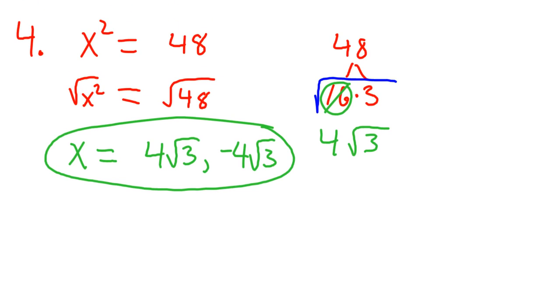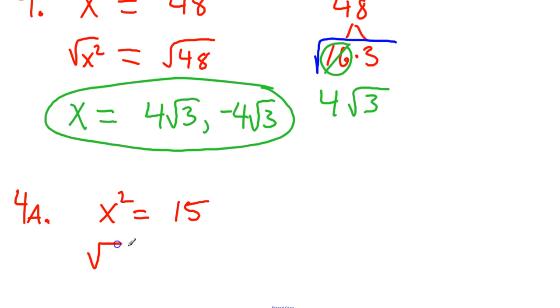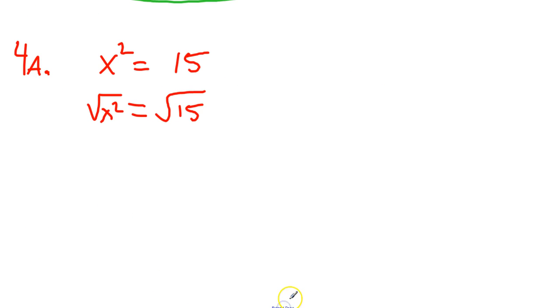Okay, now it doesn't happen much, but let's just give you 4a here. If you had something like x squared equals 15, if you square root both sides, you get the square root of 15 and there's nothing you can break out. You can break it down as 5 times 3, but you don't get any pairs of anything. If there are no pairs you can break out, then the answer would just be square root of 15 and negative square root of 15.